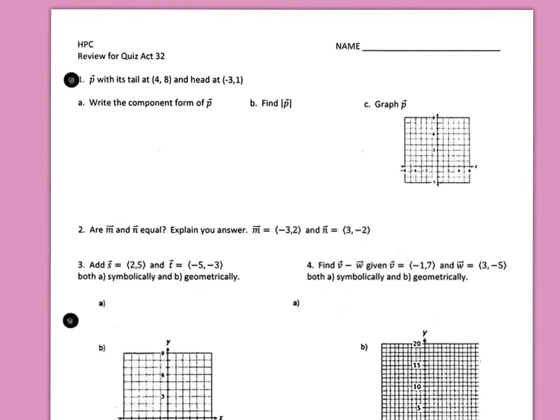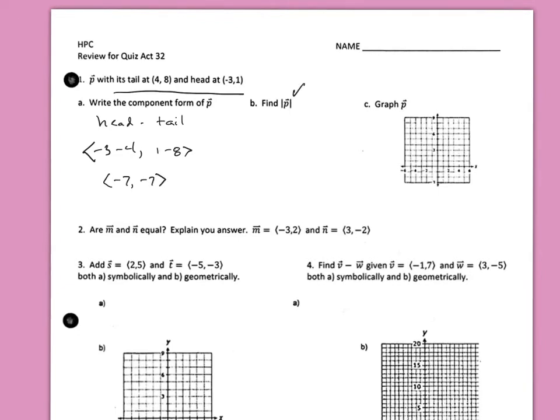If we have a head and a tail, remember it is head minus tail. And component form must have these kind of brackets. Put the x's with the x's, so we have -3 minus 4, and the y's with y's, so 1 minus 8. Order obviously matters because we're subtracting. Component form is <-7, -7> in this case.